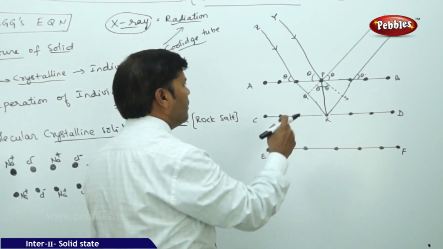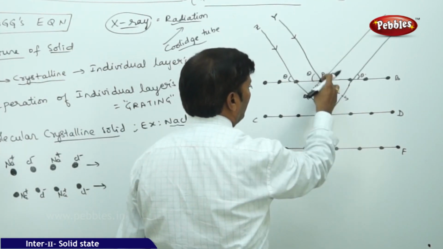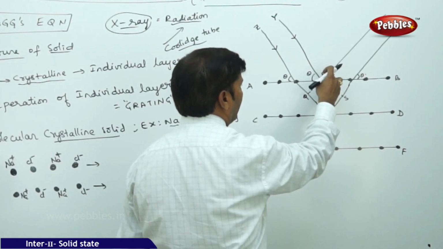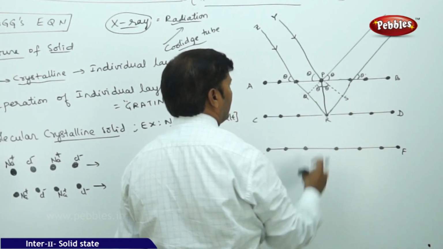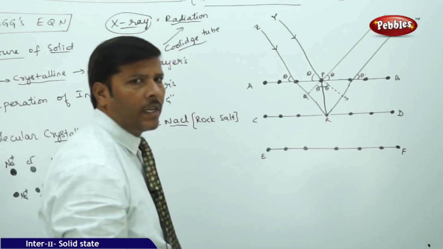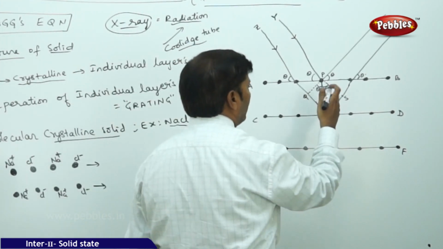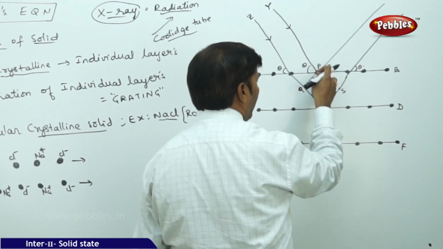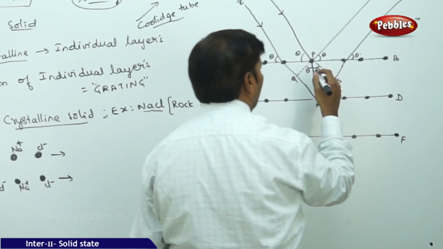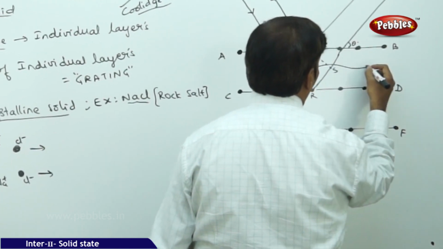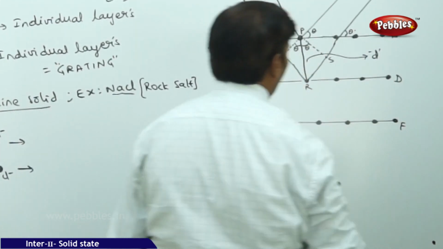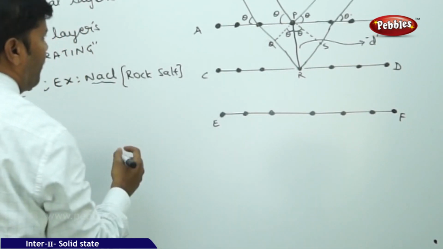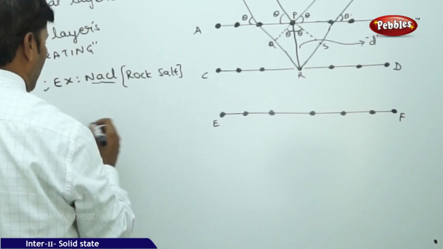From the property of triangles, you can see there are two triangles obtained here. One is PQR, a right angle triangle, and another is PRS, also a right angle triangle. The perpendicular drawn from P to R is nothing but the interplanar distance. I will mark that as d.